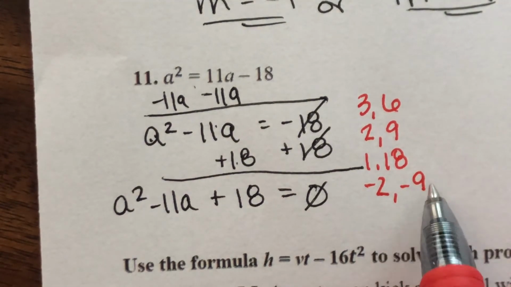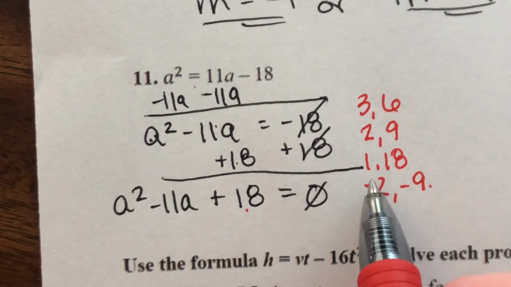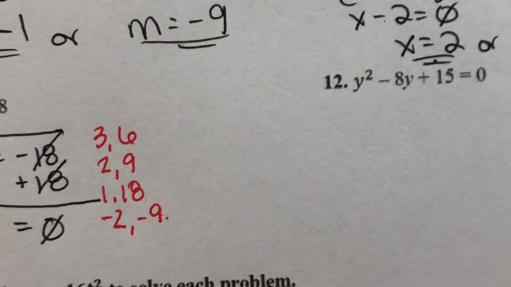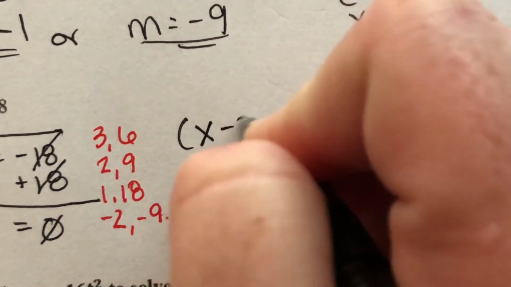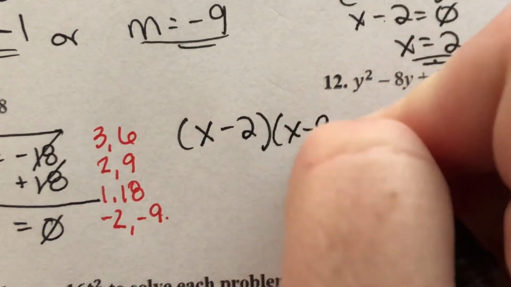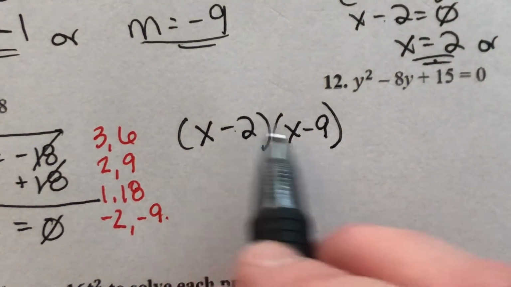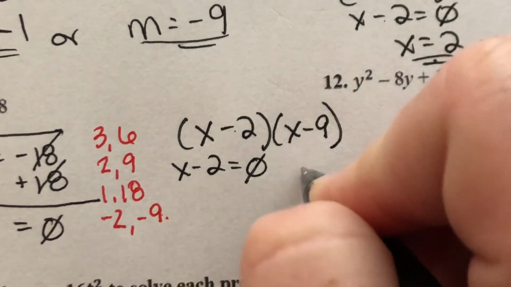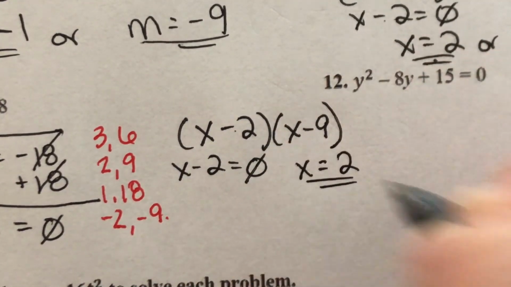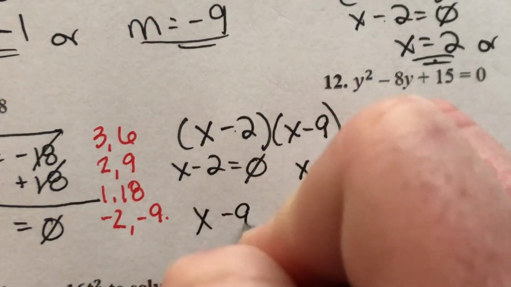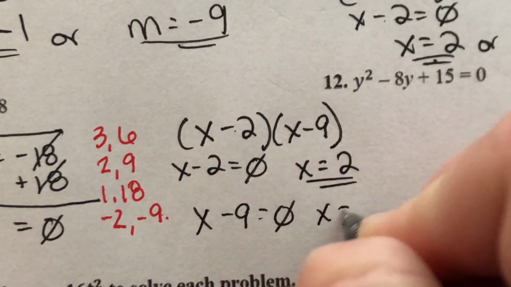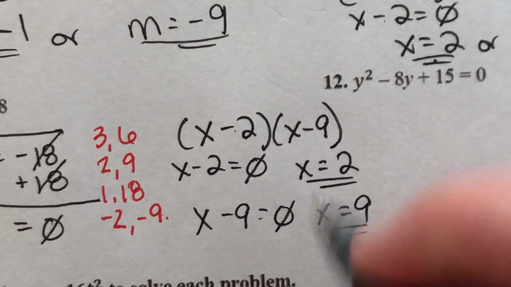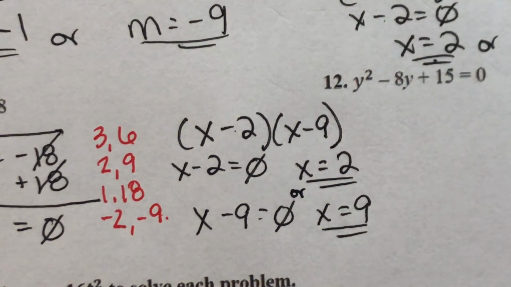Is -2 times -9 positive 18? Yes. When I add them together, do I get -11? Yes. So I'm going to have my two binomials, a minus 2, a minus 9, and I'm going to set each of those equal to 0. a minus 2 equals 0, so a is going to have to equal 2. a minus 9 equals 0, so a would have to equal +9. So either one of those would be my answer. Put a little or in between.